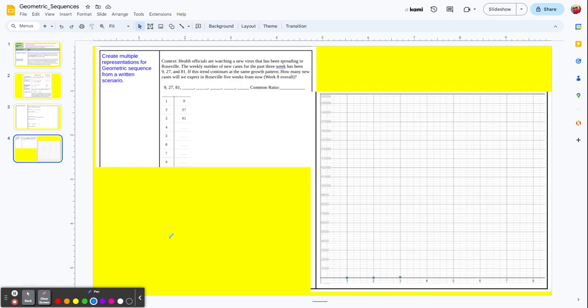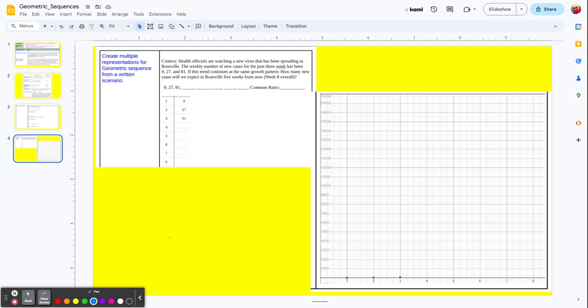Now let's look at multiple representations for our geometric sequence. So in words and context here, here's our scenario. Health officials are watching a new virus that has been spreading in Roseville. The weekly number of new cases for the past 3 weeks has been 9, 27, and 81. If this trend continues at the same growth pattern, how many new cases will we expect in Roseville 5 weeks from now? So 5 weeks from now would be week 8.